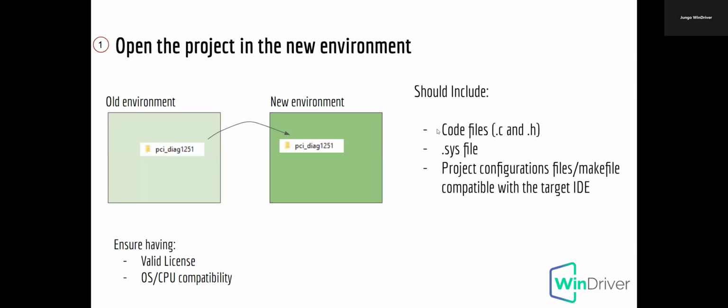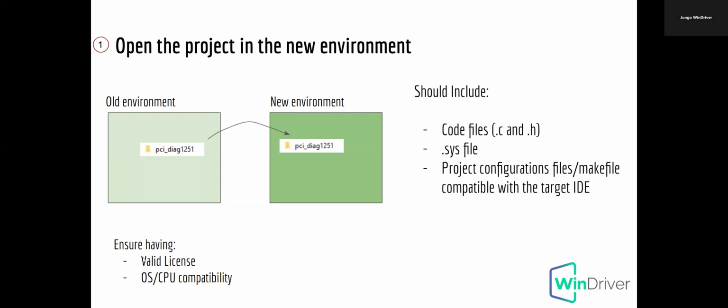So what should you take from the old environment to the new environment? Basically, your project folder, the code files, C and headers, the sys file, and the project configuration files or makefile, that are compatible with the target IDE. I will talk about it, because when you're moving environments, it's not only WinDriver that changes, many things can change. Here, it can be Visual Studio 2017. Here, it can be Visual Studio 2022. Or even when we talk about Linux, the GCC version, or any other dependency that is required in order to make WinDriver work and your driver work.